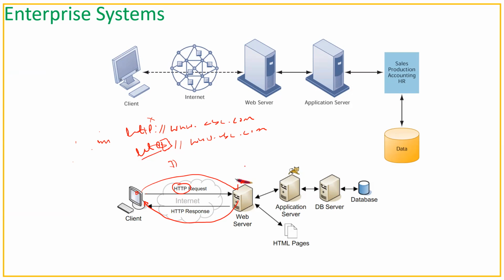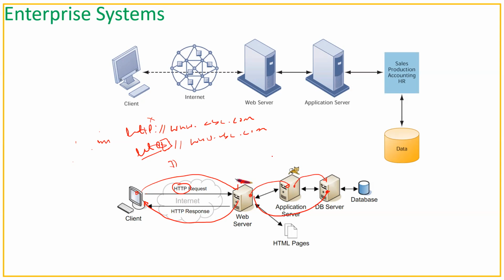And then as I mentioned earlier, this web server, if it needs to run some logic, now communicates with the application server, or it can also talk to the database server directly. An application server also needs to talk to the database server. So that's the way an enterprise application works.